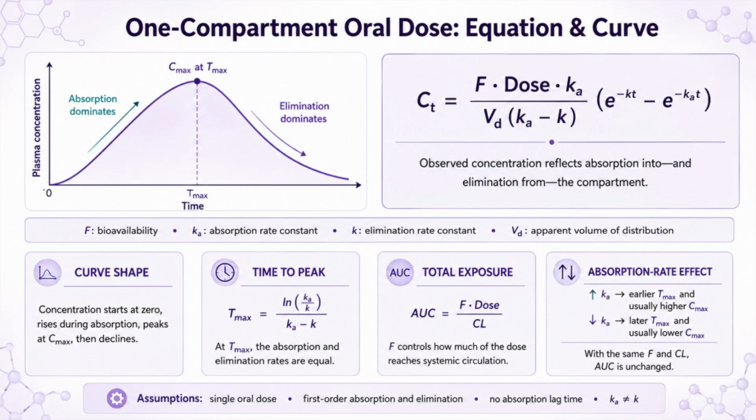Total systemic exposure is represented by the area under the concentration time curve, or AUC. For a linear oral model, AUC equals F multiplied by dose divided by clearance. If F and clearance remain unchanged, altering Ka changes the shape of the curve but not the total AUC. Faster absorption generally produces an earlier Tmax and a higher Cmax. A slower absorption generally produces a later Tmax and a lower Cmax. This model assumes a single dose, first-order absorption and elimination, and no absorption lag time.